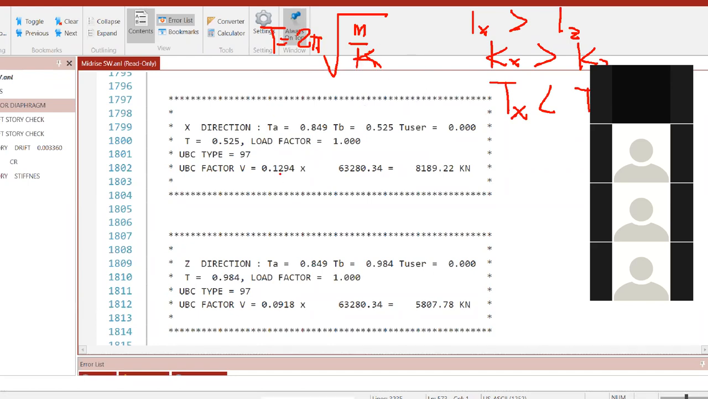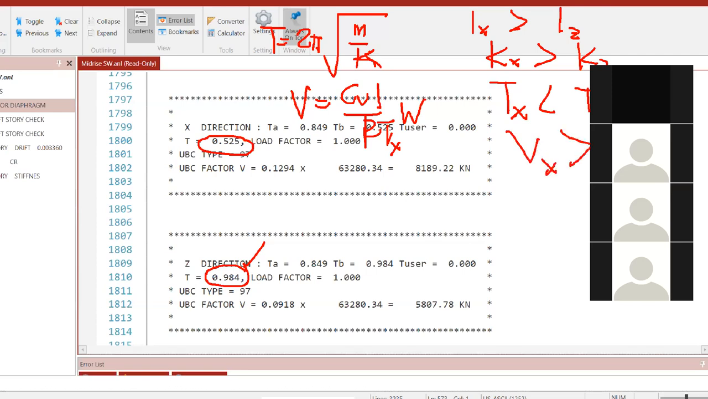Let's see. Ginamit niya is 0.5 while sa Z is 0.98. Yan, makes sense, no? Mas malaki yung period niya, kasi nga, mas flexible tayo sa Z direction. Now, anong formula ng base shear? CVI over RTW. So therefore, mas maliit na period, mas malaking base shear. So therefore, yung base shear sa X will be greater than base shear sa Z.